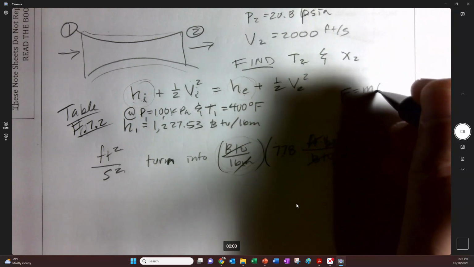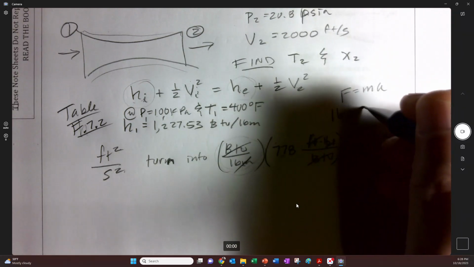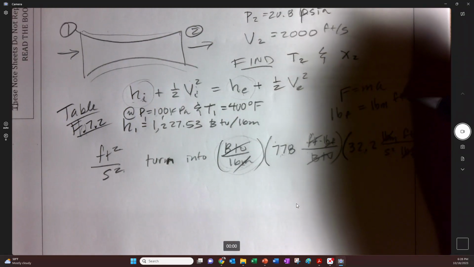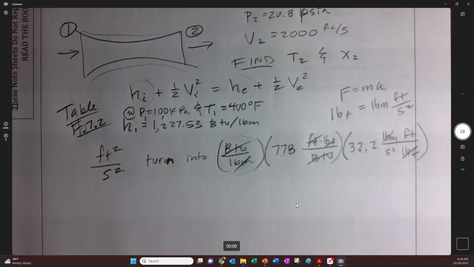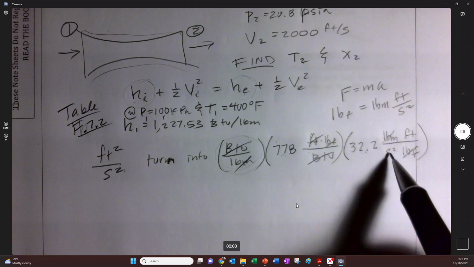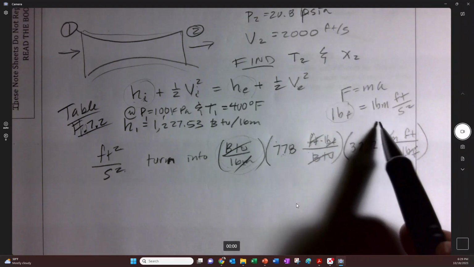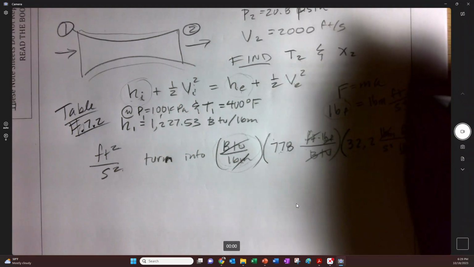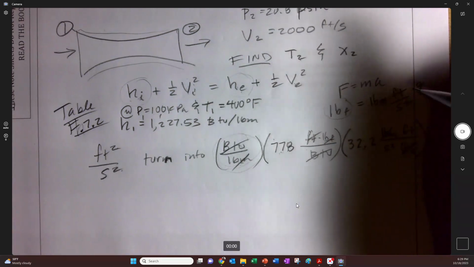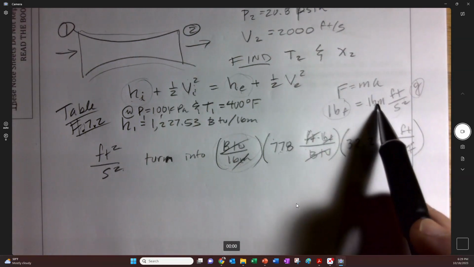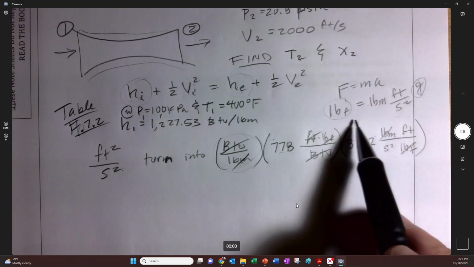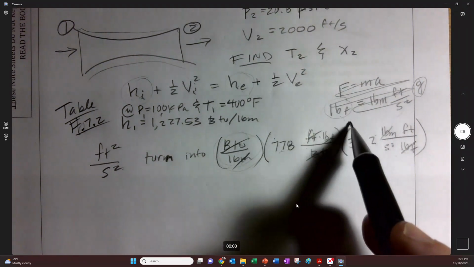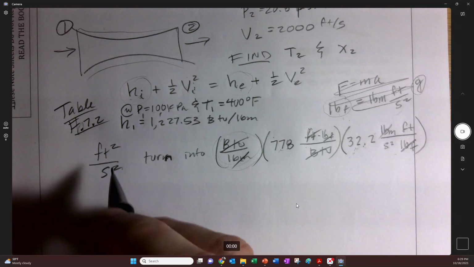equals MA, and you go pound force is equal to pound mass times foot per second squared, right there. And you go, well, how do you do that? Well, you can see that we could divide that over onto that, and we just put the g in there somewhere: 32.2 times pound mass foot divided by pounds force and second squared. Don't even think about it. You just hit the accept button right in there.